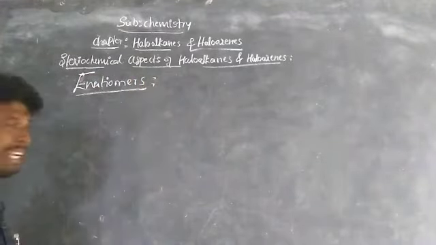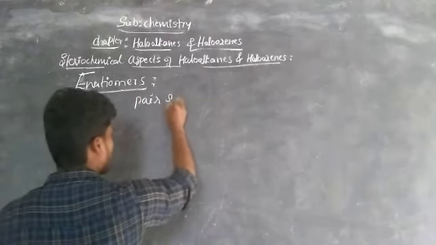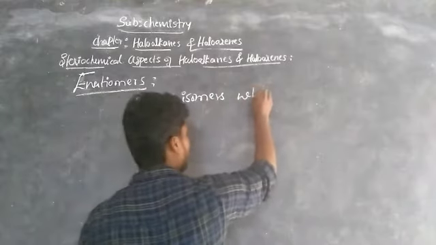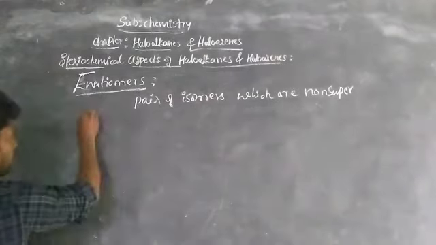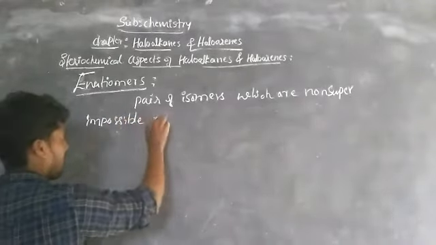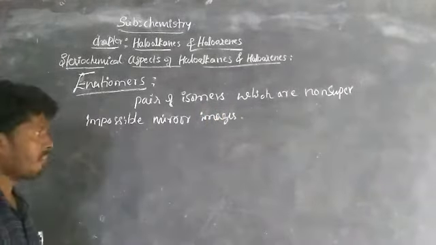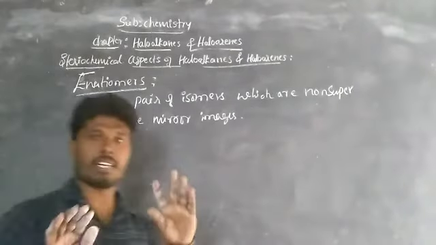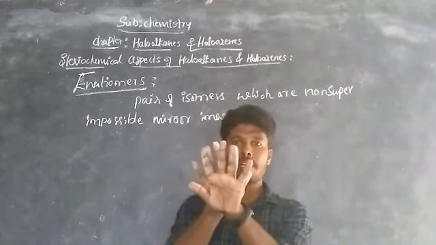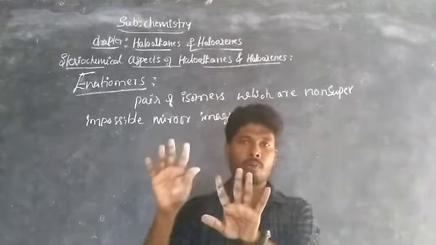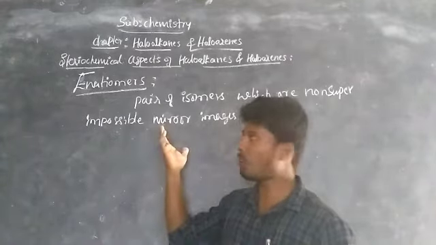So enantiomers are a pair of isomers which are non-superimposable mirror images. For example, observe, if you take our two hands, these two hands are mirror images, right? But these two are not superimposable like that. It means the fingers of one hand, the right hand, are not placed exactly on the fingers of the left hand. Such types of compounds we call enantiomers.